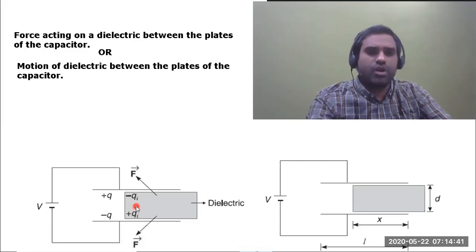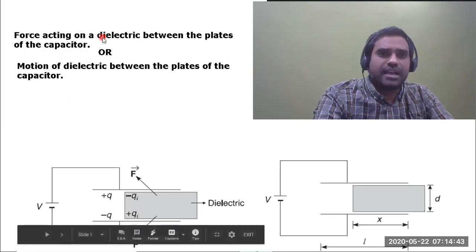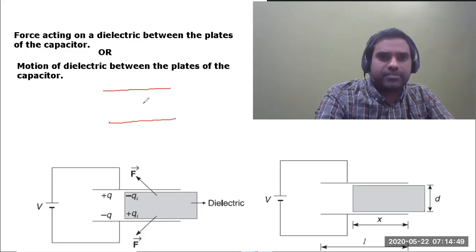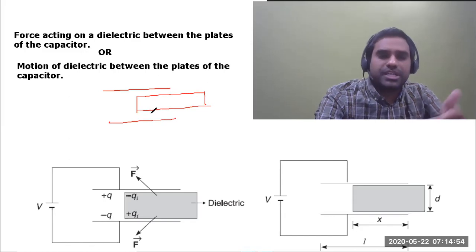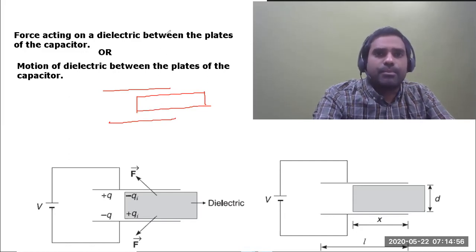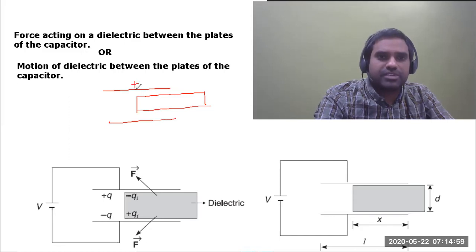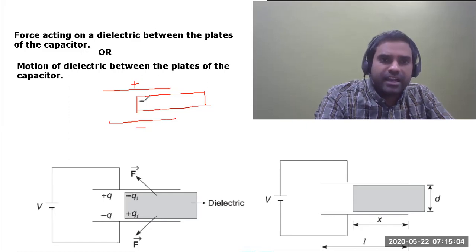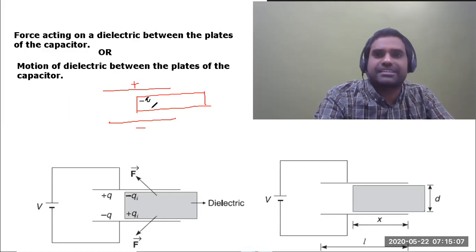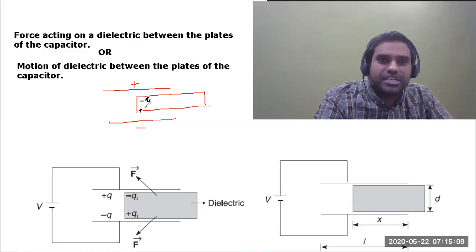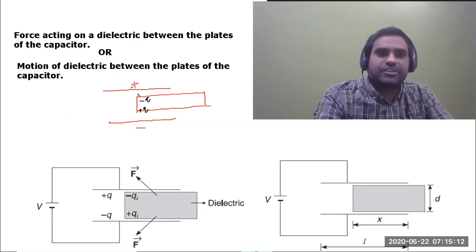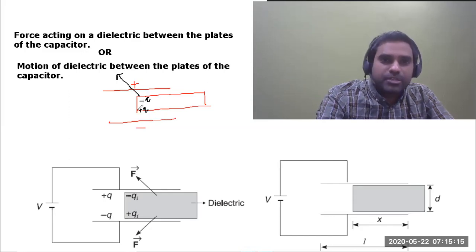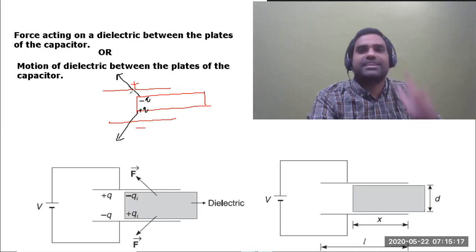If you want, I will draw and show you also. See, guys, suppose you keep a dielectric between the plates of the capacitor like this. This is a dielectric, only some portion is inside. Then because of induction, suppose this is the positively charged plate and this is the negatively charged plate, then negative charges will be induced inside the dielectric here, and positive charges will be induced here. So obviously negative charges will be attracted by the positive plate, and positive charges will be attracted by the negative plate. That is the thing happening here.